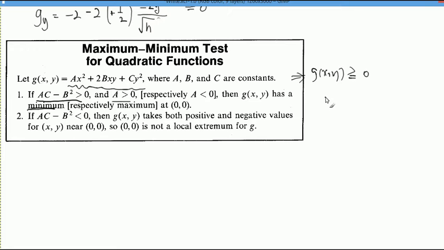And if it's a maximum value, then it turns out that's the 0 case there. If a is negative, you conclude that it has a maximum, a global maximum, not just a local maximum, for that quadratic function. And those minimum and maximum values are actually 0.